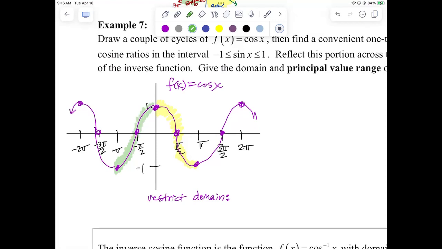Yeah, both of those are convenient. They're just as far from 0 as each other, right? They're both pi units away on either side. They're both 1-to-1, the green and the yellow piece by themselves, and they both contain all the values between negative 1 and 1. So let's take a quick vote in the classroom. Would y'all rather restrict it from negative pi to 0 or from 0 to positive pi? Raise your hand if you want the green portion in negative lane.